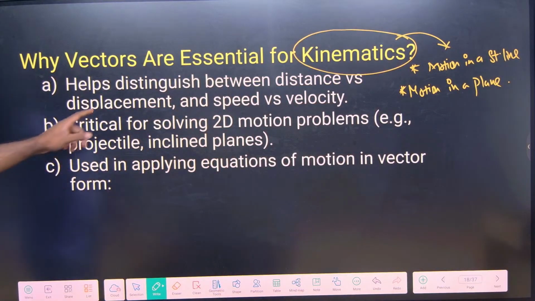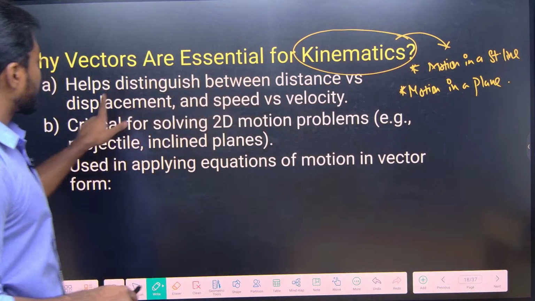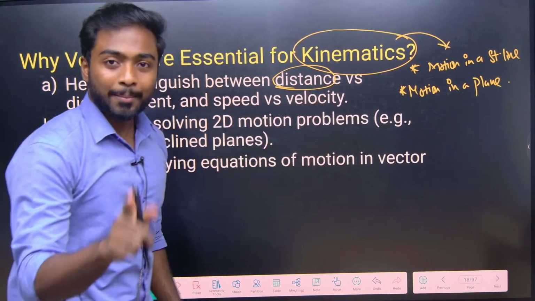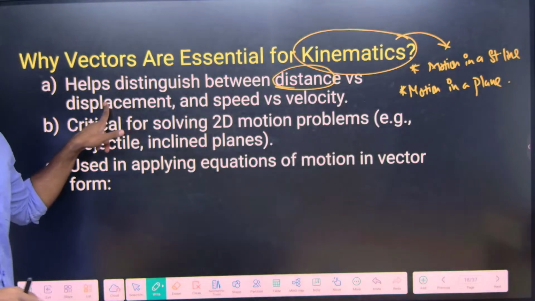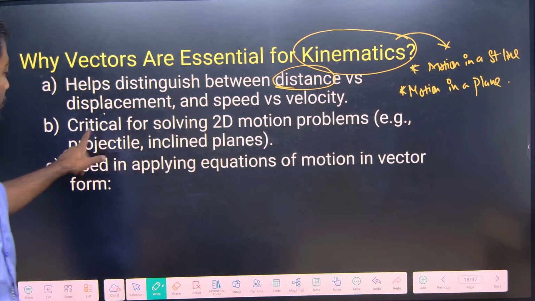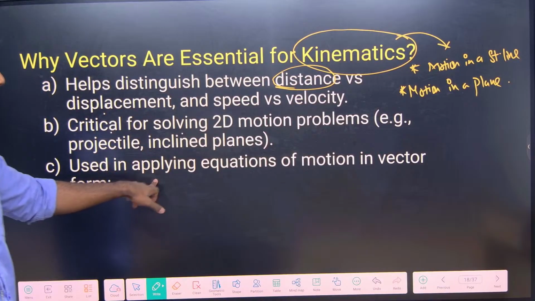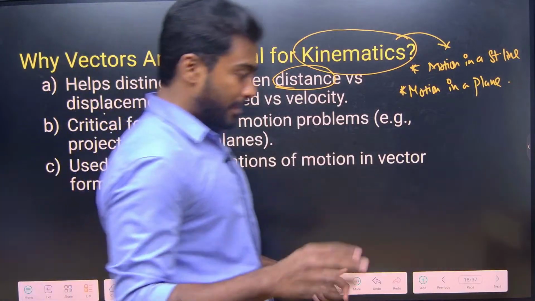So it helps in distinguishing between distance and displacement. Distance means only magnitude, displacement means both magnitude and direction. So it is critical for solving two-dimensional motion problems and used in applying equations of motion in vector form. Yes, we will talk about that one.